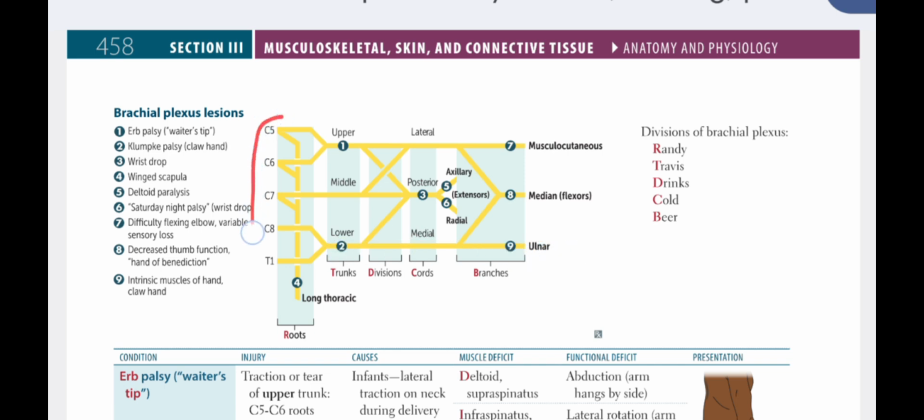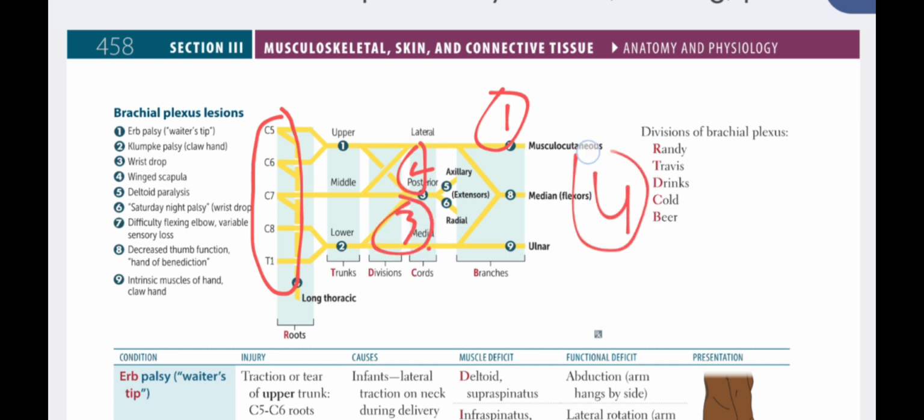So we have five nerve roots, that is C5, C6, C7, C8 and T1. These eventually join together and give out five branches. One is the musculocutaneous, second is the axillary, the third one is the radial, the fourth one is the median, and the fifth one is the ulnar. The musculocutaneous is formed by the combination of upper trunk and middle trunk. The posterior cord is formed by the combination of upper trunk, middle trunk, and lower trunk.